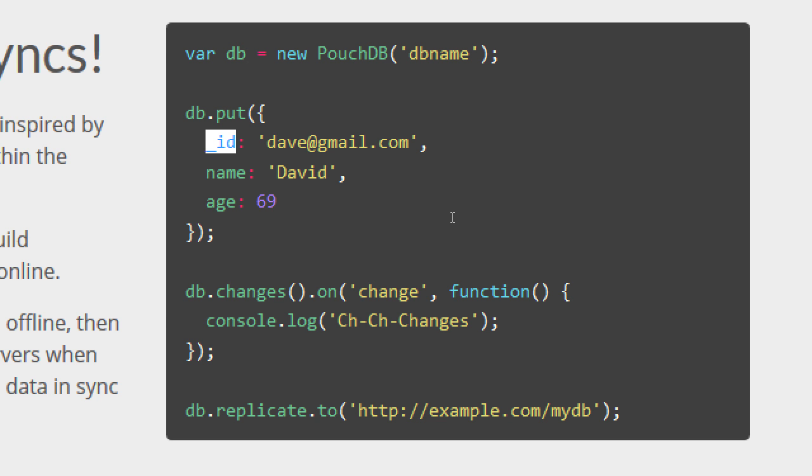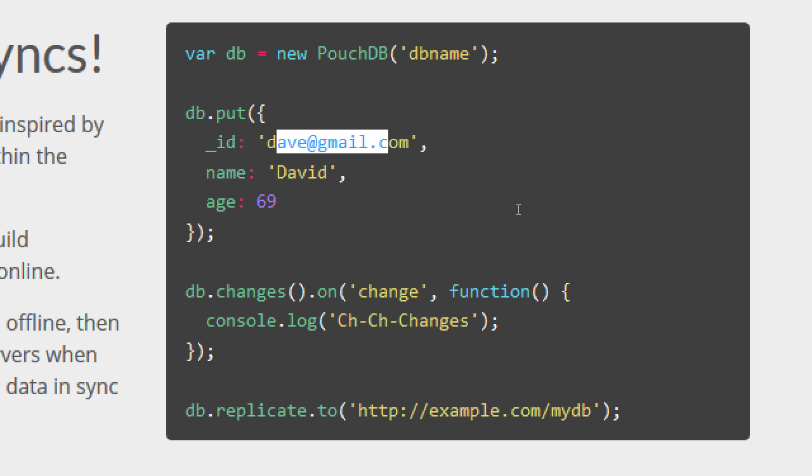So to differentiate a record, Pouch calls them documents, to differentiate a document in the database, it needs a unique underscore ID in that format. And that can be anything. Like in this case, it's an email address. It can be a timestamp. It can be a randomly generated number, something. In this case, this is saving a user to the database. It's using the email as a unique identifier, just like a real social network where that one email differentiates you from everyone else. And if you try to use an email that's already been used, it won't let you.